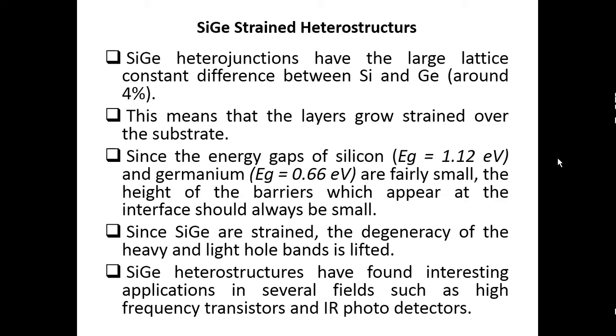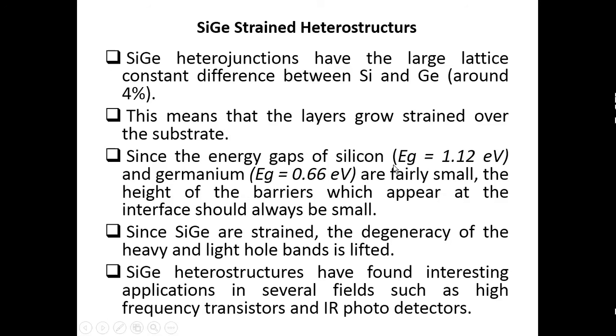In aluminum gallium arsenide, the lattice constant difference is only some 0.2%. See the difference. The expansion coefficients and everything are mostly the same for both materials. Here the lattice constant difference is very high, so there is always differential expansion. So there is always compressive or tensile stress developed at the interface, depending upon the case. So the layers are strained over the substrate.